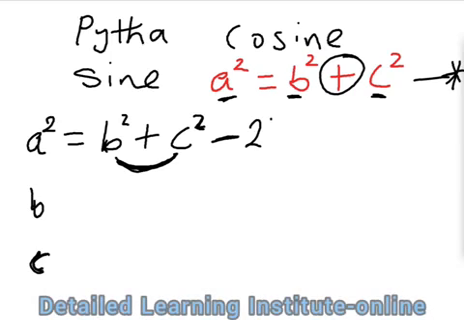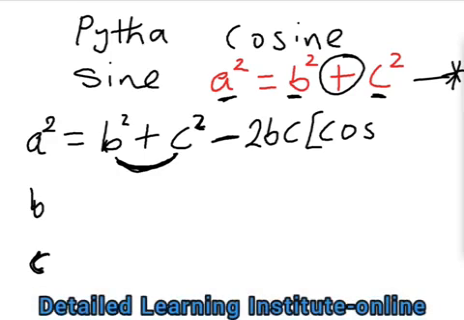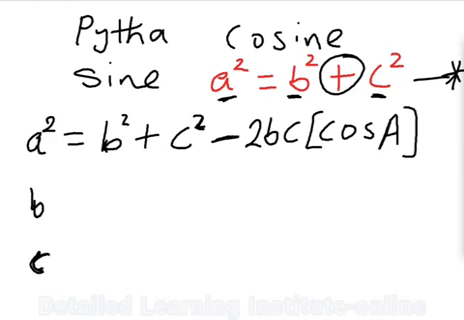So now it will be what? 2 times b times c times, again, the cosine. This is where the cosine comes in, cosine rule, times the cosine of what? Cosine of the subject of the formula. The subject of the formula written in its capital letter form is what will always be in the cosine bracket. So we have 2bc cos A. Hope that's easy.